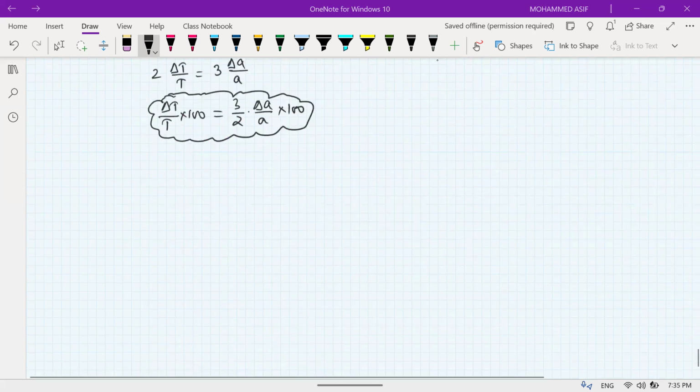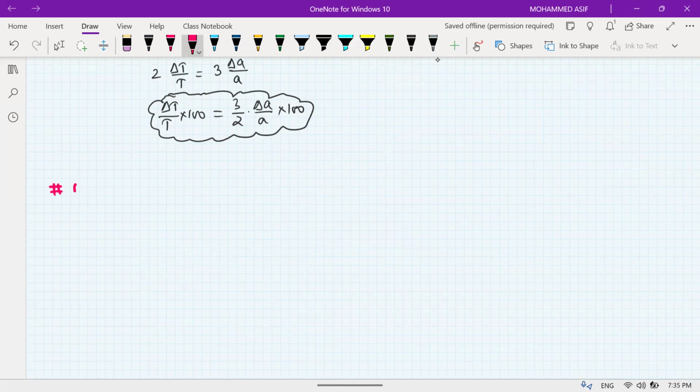The next one, a very important formula: orbital velocity. I hope everyone remembers the formula. What do you mean by orbital velocity? Orbital velocity is represented by V naught. Orbital velocity is nothing but the velocity with which a planet is revolving around the Earth. That is known as your orbital velocity.